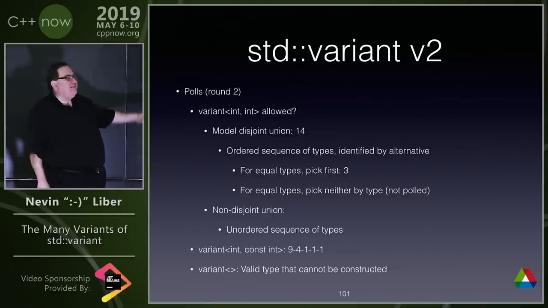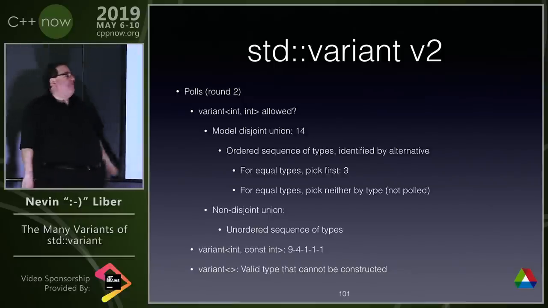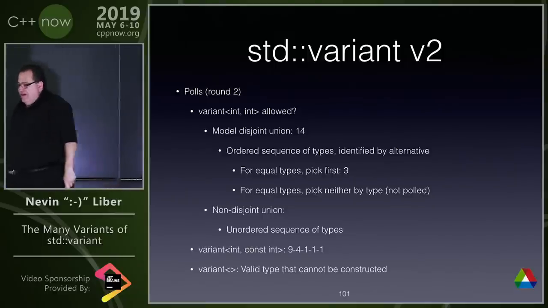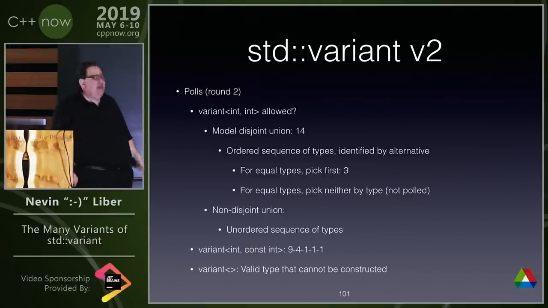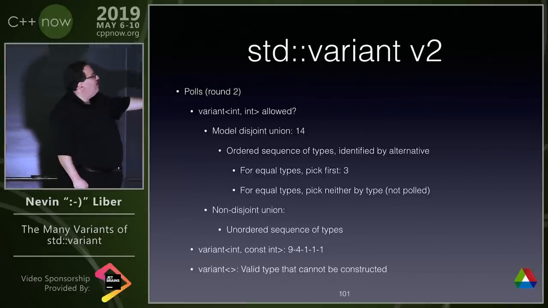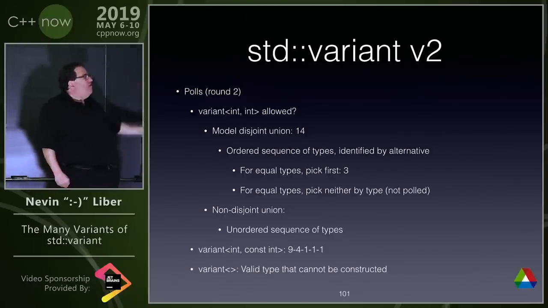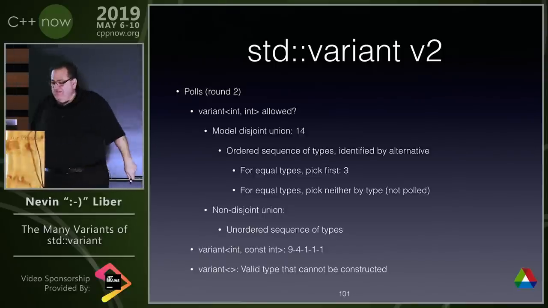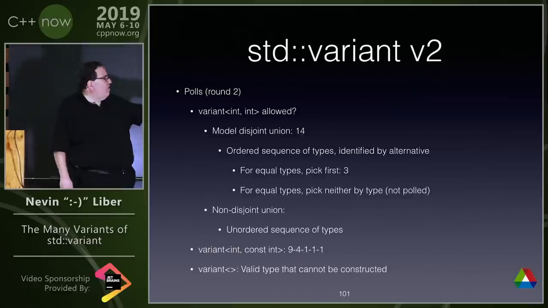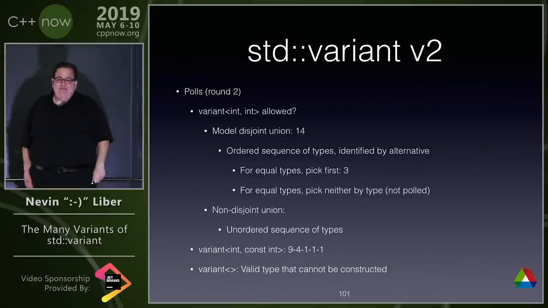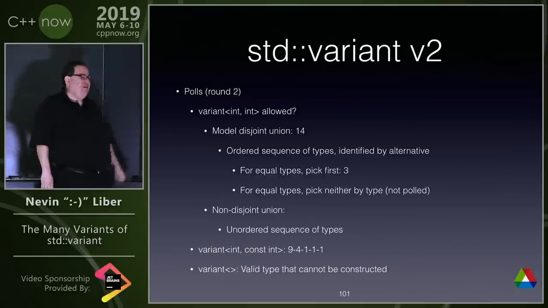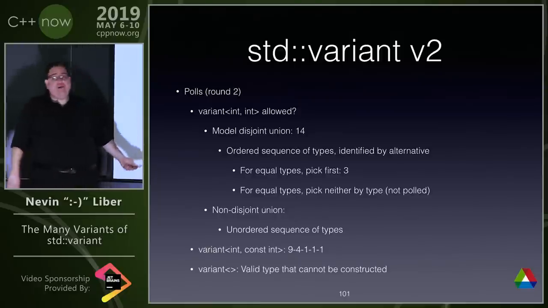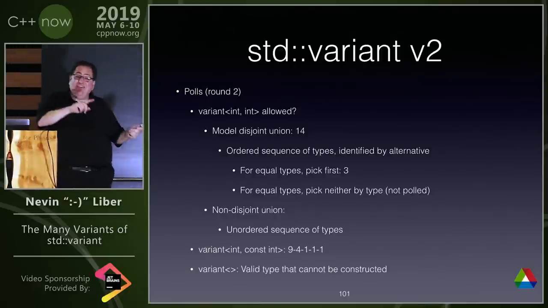The other kind of polling is where we just take how many people in the room want this kind of thing. We're modeling a disjoint union, so this is fine. But we're going to order the sequence of types. If we have equal types, like a variant of int and int, and we assign the number 5, should we pick the first slot, or don't pick any slot, or a random slot? I think we ultimately said, we didn't really poll that, we just said we shouldn't pick either by type. We can't say that this one is better than that. So if you have a variant of int and int, you have to use the by-alternative construction to put it in there and get it out. Visitation can see what type it is, and it's fine with that.